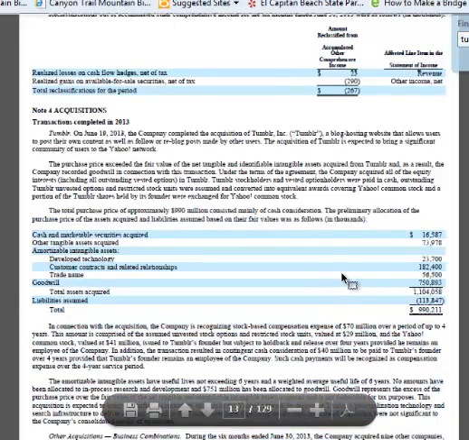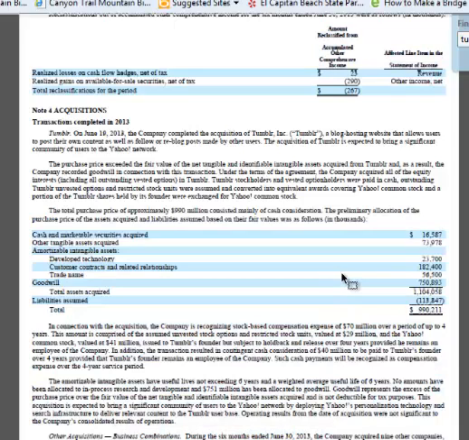So they basically said we paid $1 billion, and for that we got some tangible assets of $70 million, intangibles, which included developed technology, customer contracts, and trade names for about $250 million, and then goodwill was $750 million.